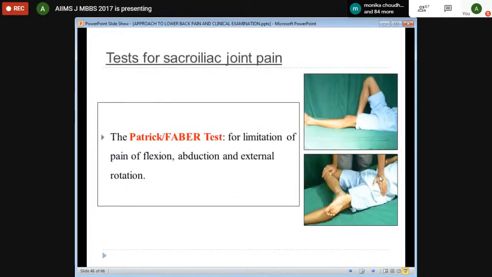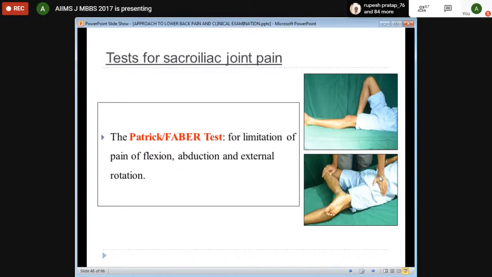Now SI joint pains, there are many tests for this. This is very difficult to diagnose clinically. Newer guidelines mention that at least 5 tests should be positive to call it sacroiliac joint pain. That means the pain is coming from the sacroiliac joint.